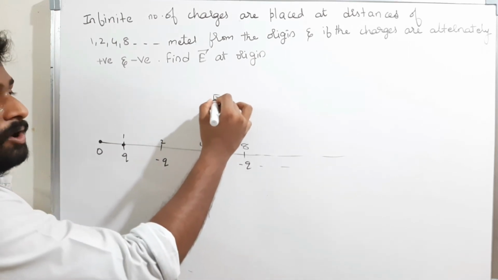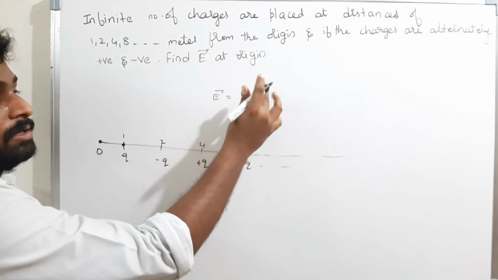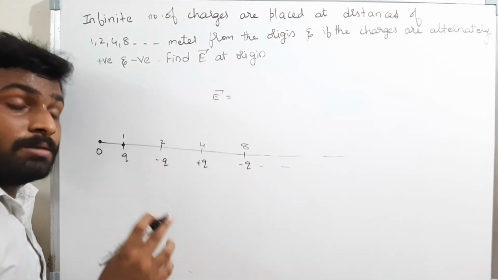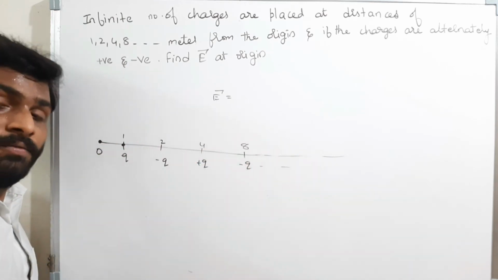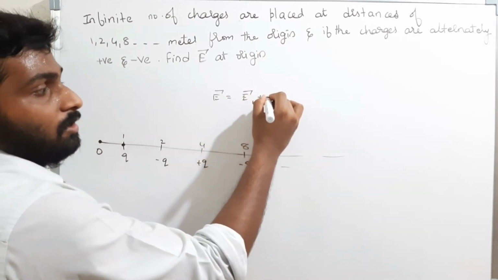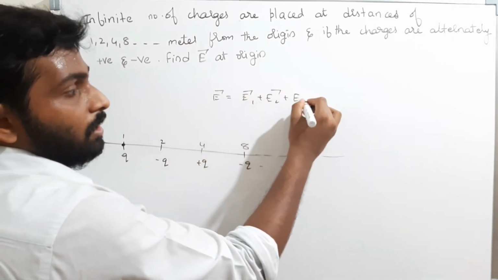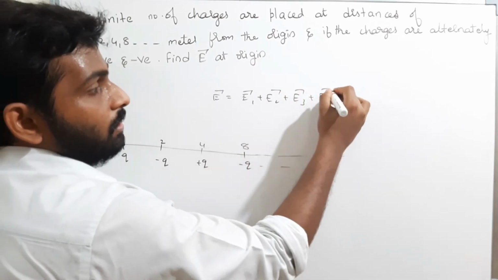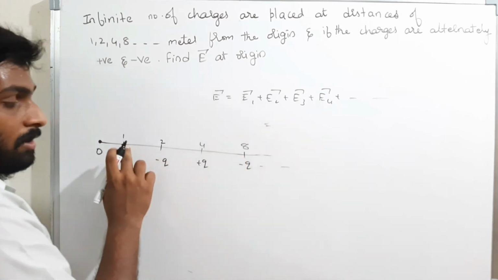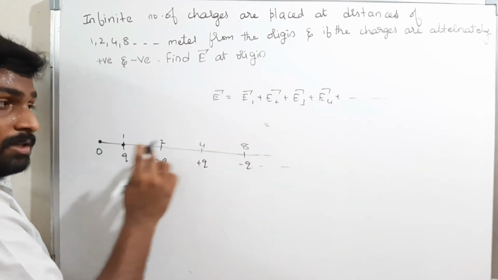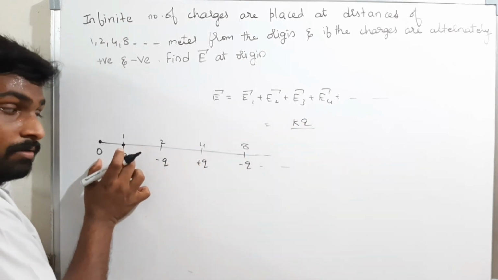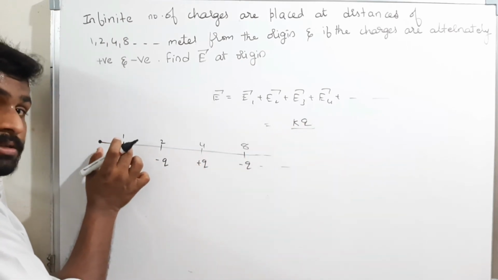Okay, now what is the electric field at the origin? Electric field is nothing but simply the vector sum of all the electric fields because of all the charges. That means E bar is E1 bar plus E2 bar plus E3 bar plus E4 bar, and so on. Therefore, what is E1 bar? E1 bar is the electric field due to the first charge. That is KQ by, what is the distance? The distance from the origin to this charge is 1.